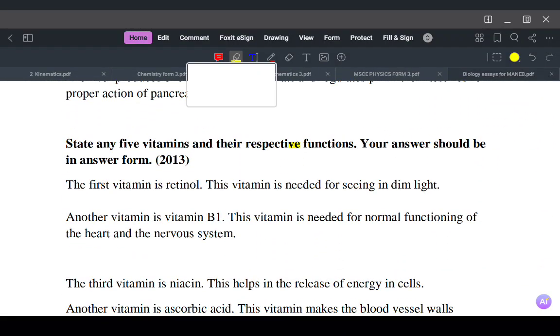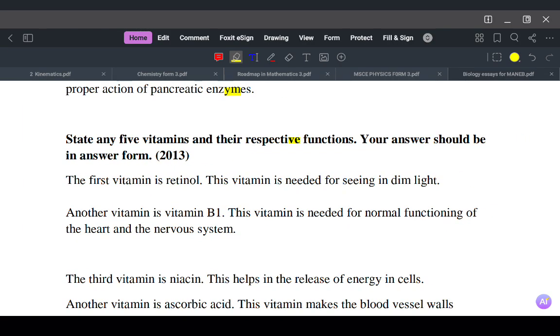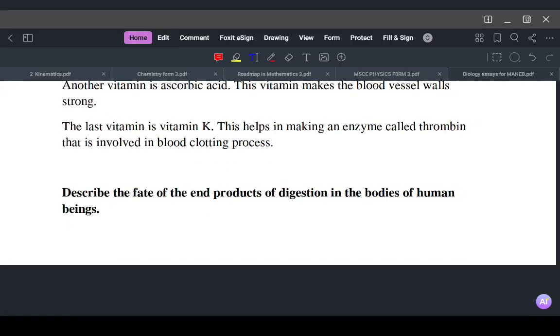Explain any 5 vitamins and their respective functions. Your answer should be in form of an essay.